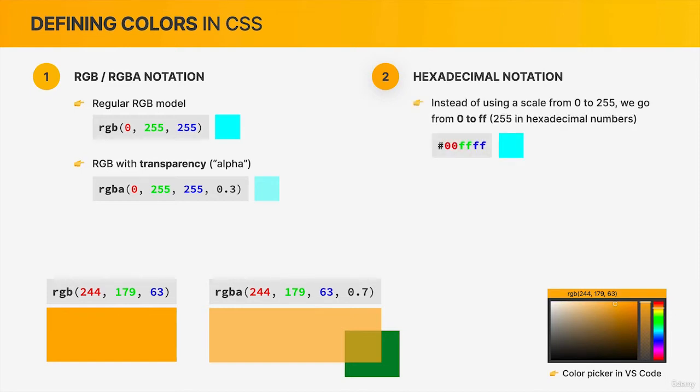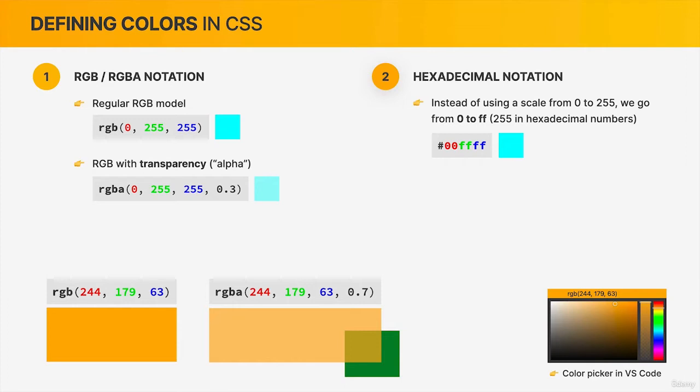So here in the hexadecimal notation, we don't use a scale from 0 to 255, but instead we use a scale from 0 to FF. And FF is basically the same as 255, but in a hexadecimal scale. And we don't need to go into what that actually means, but basically hexadecimal numbers do not go from 0 to 9, but from 0 to 15. So there are 16 different numbers and not just 10. And the last one is the F. And so that's why FF here means 255.